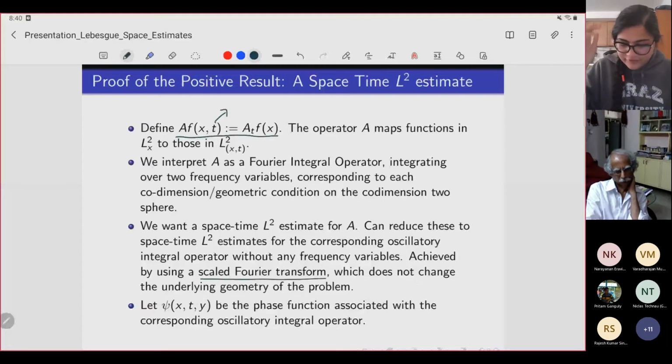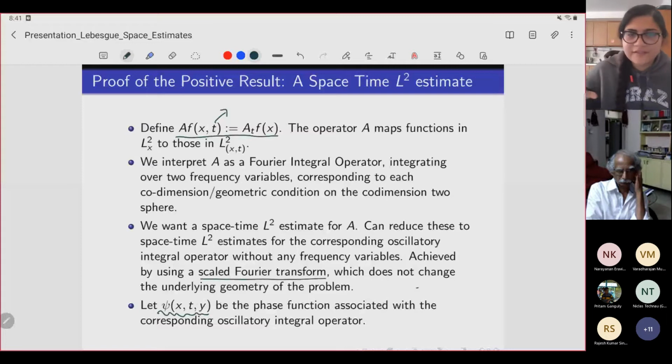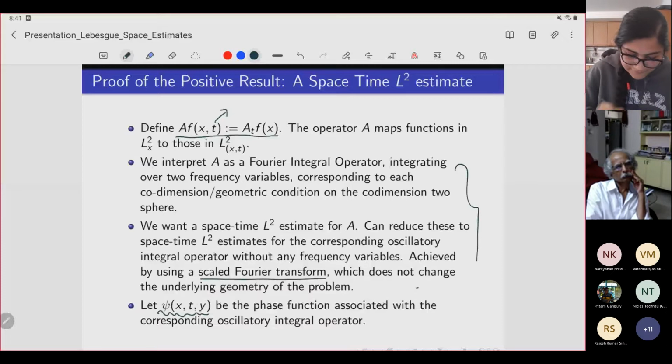And then we write A as a Fourier integral operator. From that, we get an oscillatory integral operator, just the usual way we think of it. And that oscillatory integral operator comes with a phase function. Let's call it psi. And psi is a function of x, t, which are the variables outside, and y is the variable which is running inside the integral. So if you want, you can forget about all of this, or maybe after the next slide. And this psi is actually the main phase function that we want.